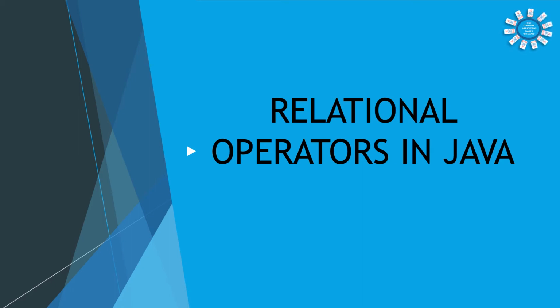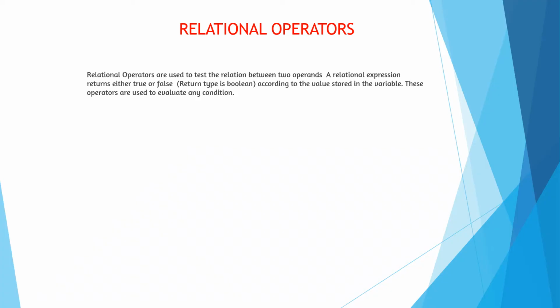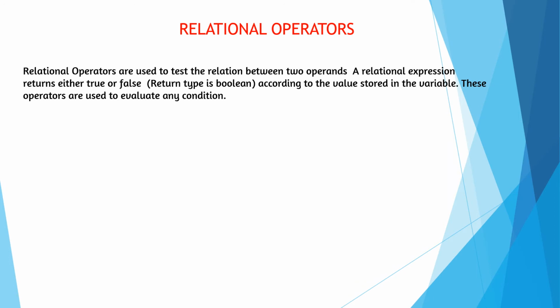The next important topic is relational operators in Java. The relational operators are used to test the relation between two operands. A relational expression returns either true or false. That means the return type of the operator is Boolean. And these operators are used to evaluate any condition given in the program.